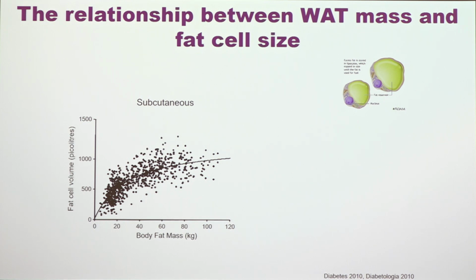But you can also see that there are a number of individuals. This is the mean curve that you see here. But you see for each body fat mass, there are subjects that have very, very large fat cells and subjects that have very, very small fat cells, even though they have exactly the same body fat mass. In fact, there are some obese people here that have smaller fat cells than very, very thin people. And what does that mean?